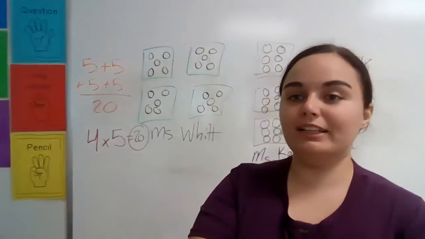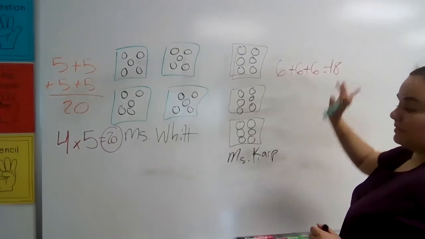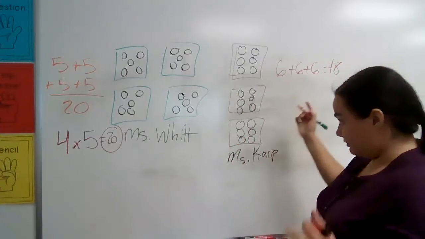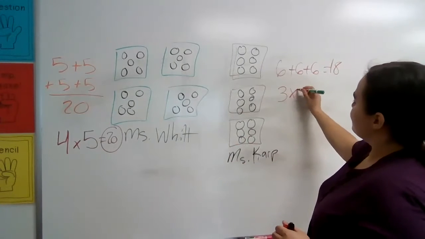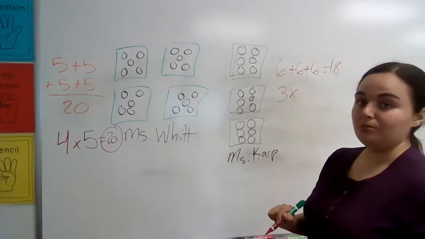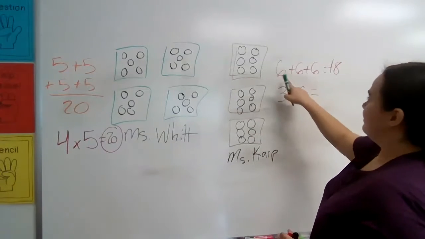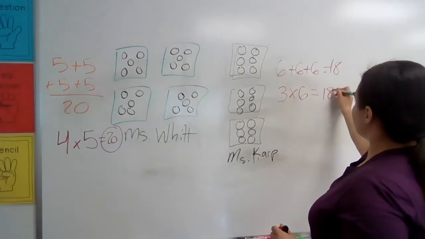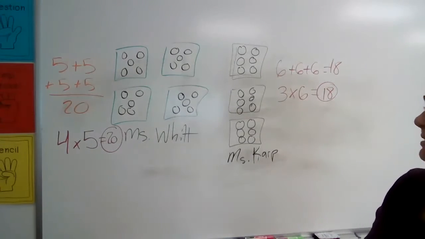Okay, let's go ahead and glance back over here at Mrs. Carp now. If we had 6 plus 6 plus 6 equals 18, well, how many groups of 6 are there? Right, there's 3 of them. So we can have 3 times, well, how many are in each group? There are 6 of them. So 3 times 6, 1, 2, 3, is 18. Means exactly the same thing as the first one, just turning it into a multiplication problem instead of an addition problem.